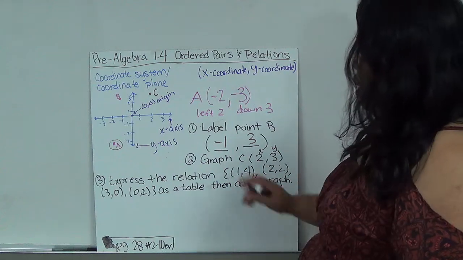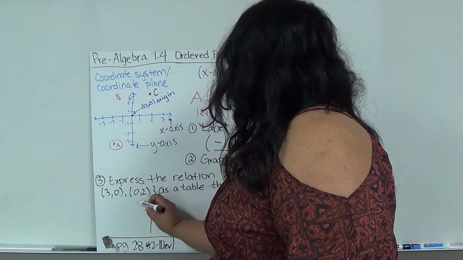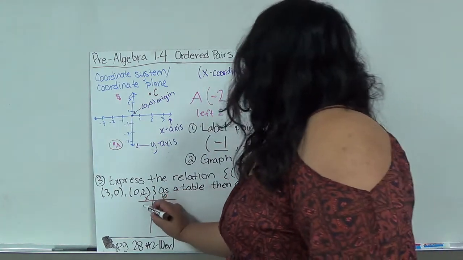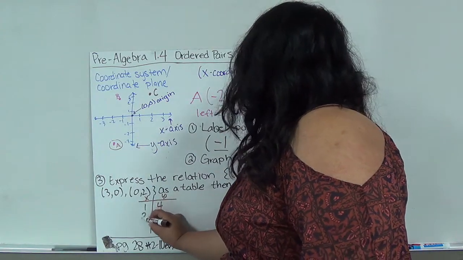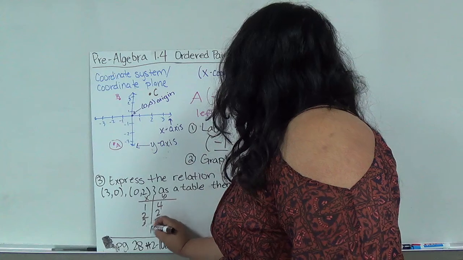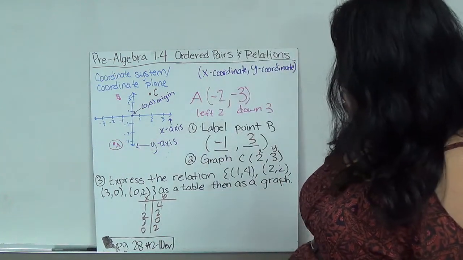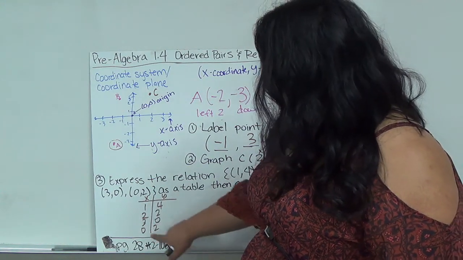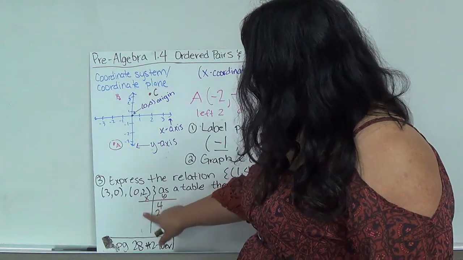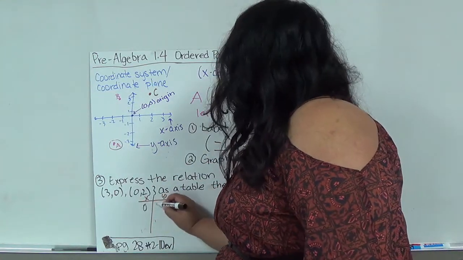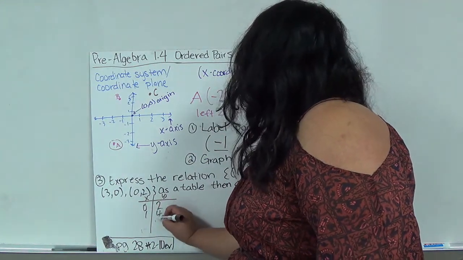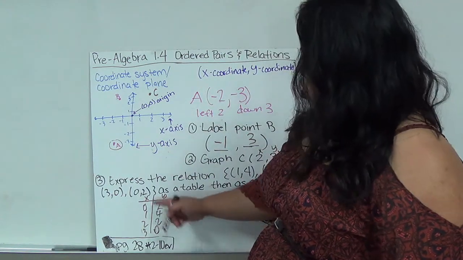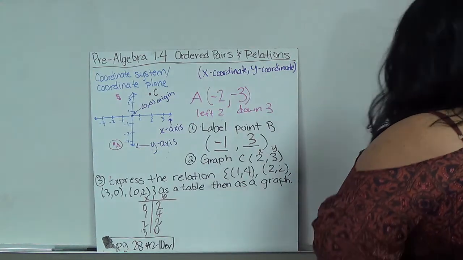So this one is asking me to express it as a graph and in a table. Well, a table is going to have the x-coordinate on one side and then the y on the other. So it's going to be 1, 4, 2, 2, 3, 0, 0, 2. Now, I need the left side in order. So you see how it's 1, 2, 3, 0? I need to put the 0 first. So 0, 2, then 1, 4, 2, 2, 3, 0. So this doesn't have to be in order, but the x should be in order, right?